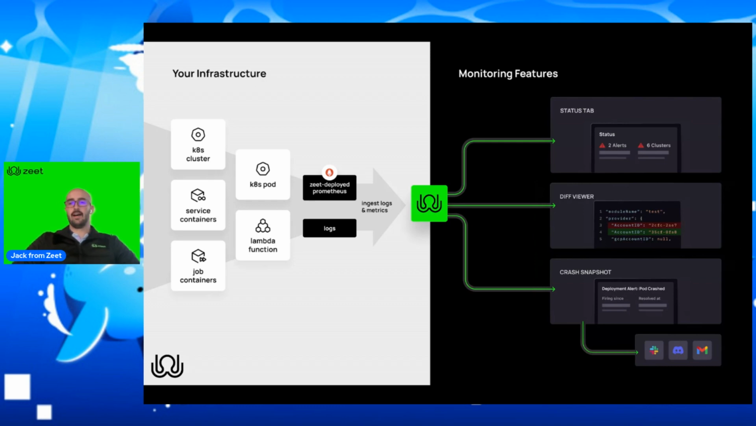You can do that. Again, we also have notifications. Every notification comes with a crash snapshot, which you can click into and get basically a debrief of everything that was going on with your cluster when the issue happened. So you can easily debug those, and those can be configured to your Slack, your Discord, or your Gmail.